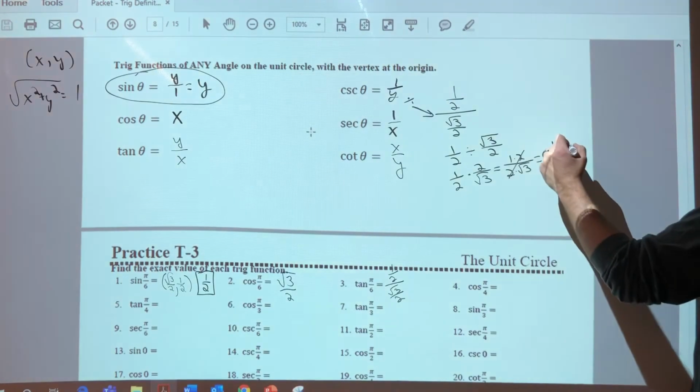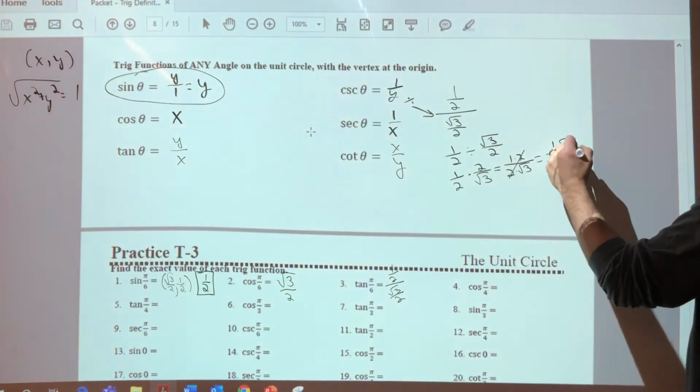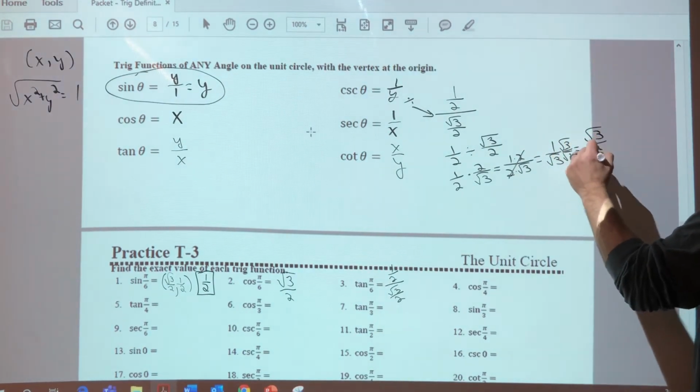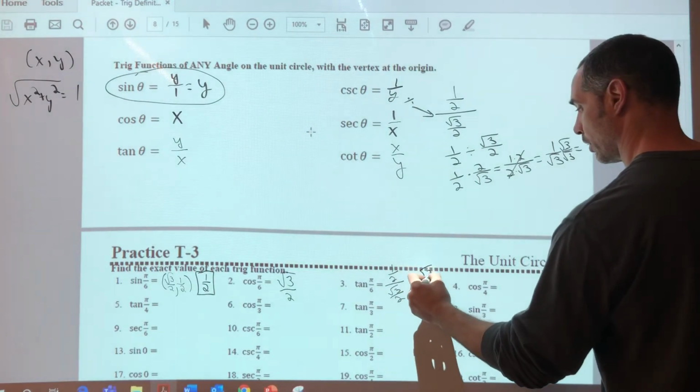Rationalize, multiply top and bottom by the square root of 3, which is the square root of 3 over 3. So there is a little work to this one. That's going to be square root of 3 over 3.